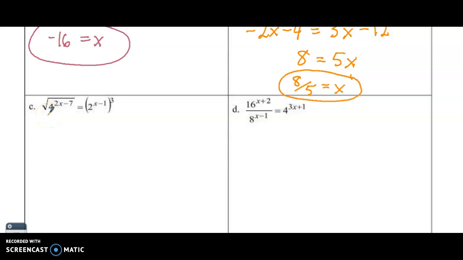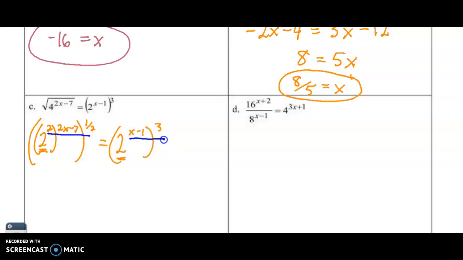How about this? Go ahead and pause your video and see if you can work it out, and then come back and see that you get the correct answer. Because I would rewrite 4 as 2 squared. I would leave that 2x minus 7 alone, but I would also rewrite the square root as to the 1/2 power. And the reason why this might help me, x minus 1 cubed, is because I have the same bases, so the exponents must be the same.